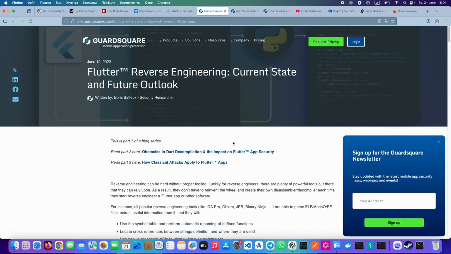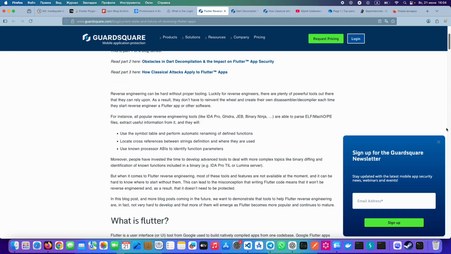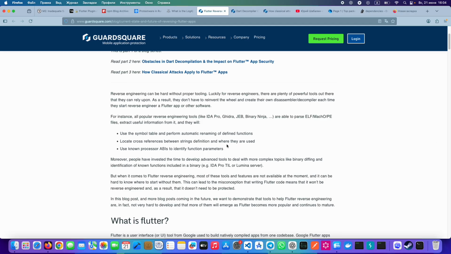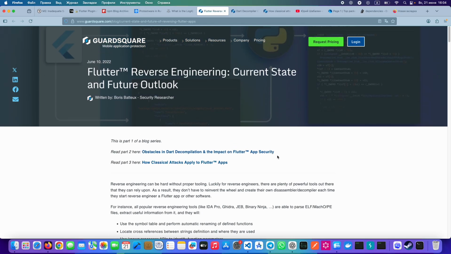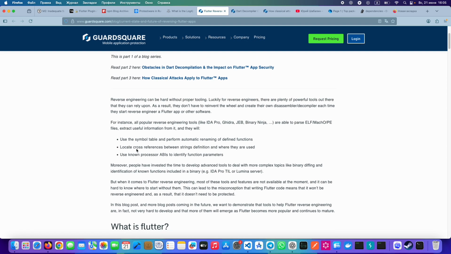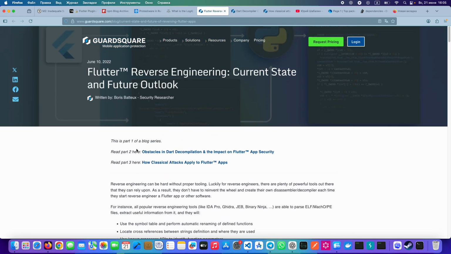So, Flutter reverse engineering. It's also a very interesting topic to read about, I would say. Back in the days, people thought about this, but it's not related to our current situation, because every Flutter application could be compromised, could be reversed right now. I guess in a previous video I showed you how to reverse a Flutter application, any type of Flutter application.